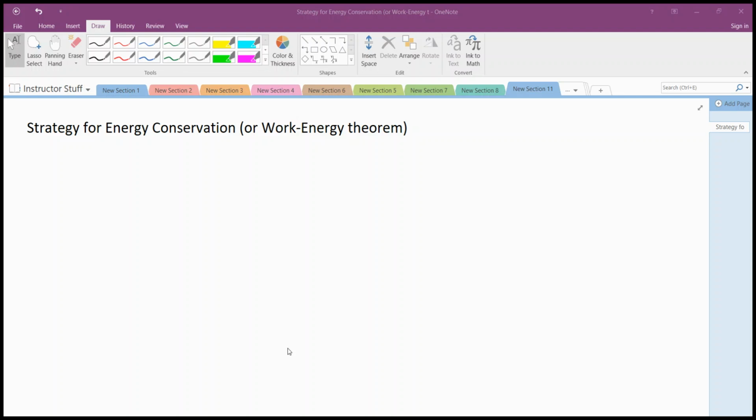Let's talk about the strategy for using energy conservation or the work-energy theorem, and I will run through an example of doing it. You will find that the strategy is very similar for using the work-kinetic energy theorem. We are going to define systems and we are going to define states in order to solve the problem.